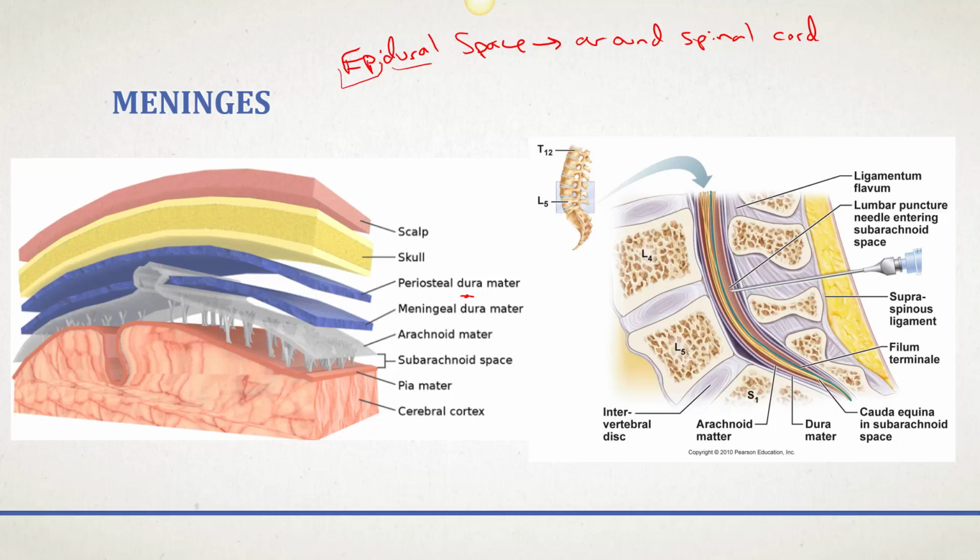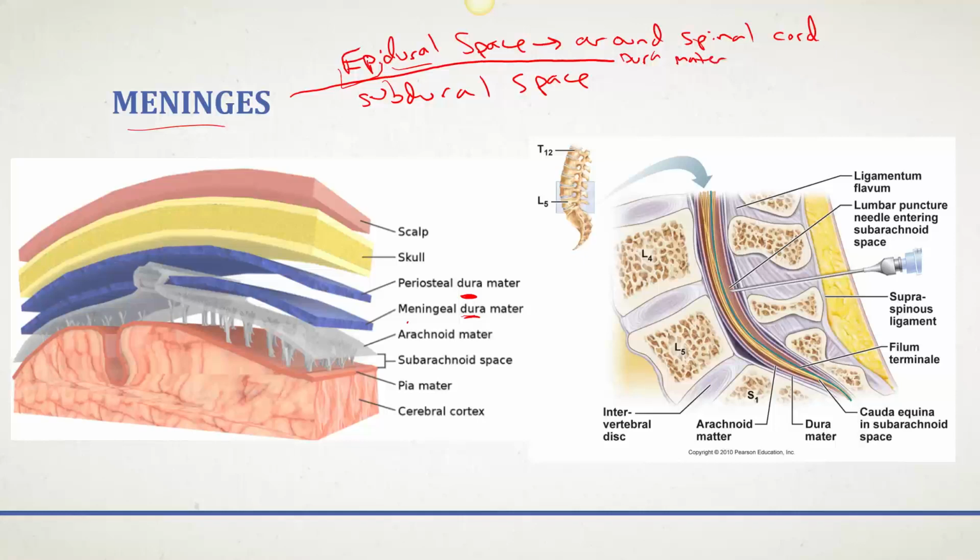So starting at the first major connective tissue layer, we have dura mater. You don't need to know the two different types, you just need to know that dura mater has two layers, and that's the outermost meninge. Underneath the dura mater is the subdural space. So here we would have dura mater, and dura mater is actually connective tissue. But underneath the dura mater, we have this subdural space.